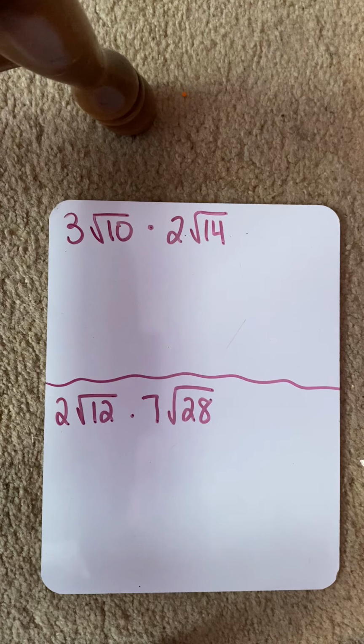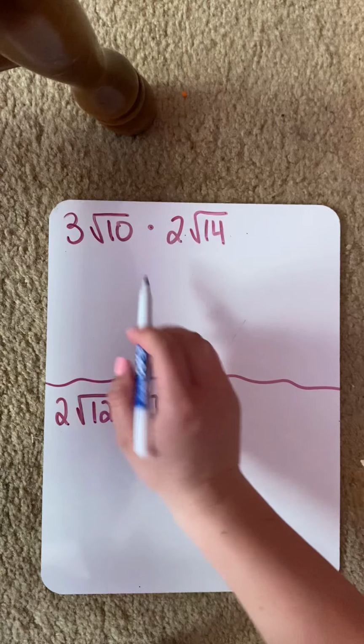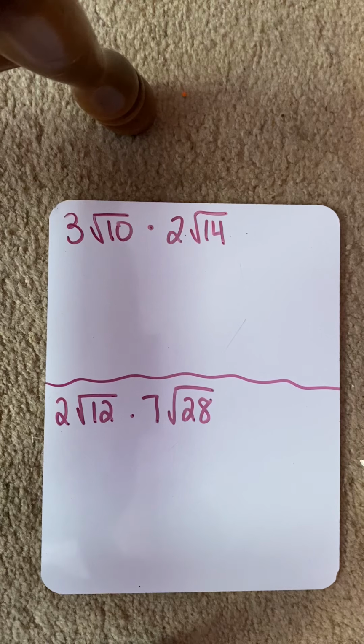Hi everyone, so I'm only going to do 3 examples today because it's a lot of continuation on what we were working on yesterday, so we are still just multiplying and simplifying radical expressions. Today the only difference is that we're adding in the number in front of the radical to start the problem.